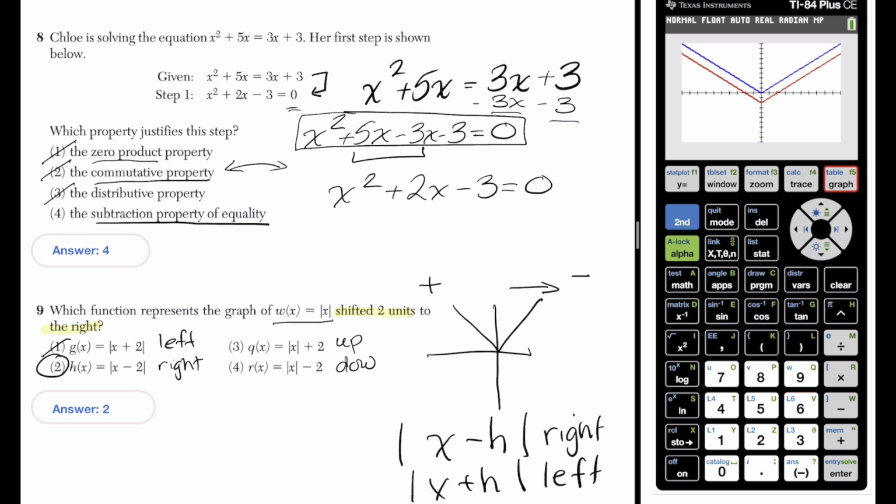So again, that's why I like being able to recognize patterns. But if you didn't remember this pattern, you can literally just take the parent and graph this one first, and then graph the other ones one at a time so you see the shift that you're looking for. Alright, hit pause and jot this down into your notes.